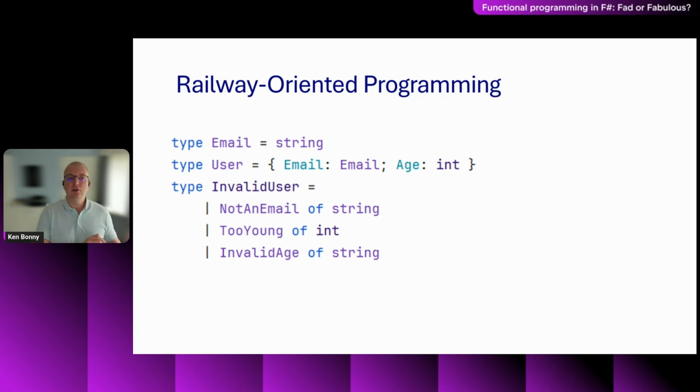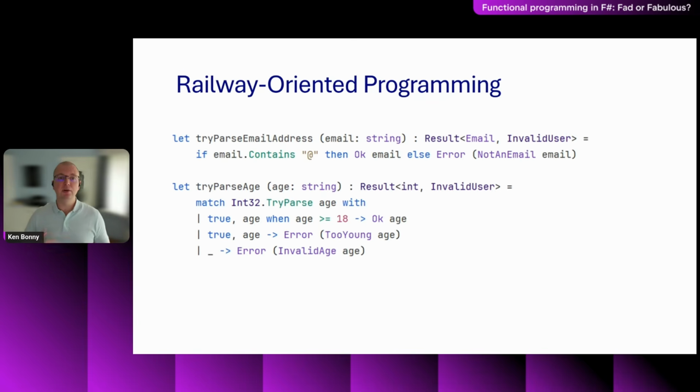Let's take a little detour from our flights and say that I want to register a user in our system. A user has an email and an age, but it can also fail because we didn't specify a correct email, the user is too young, or the age couldn't be parsed. And when we look at the parsing functions, we'll get an email as a string. We'll check if it contains an @, which is a great way to make sure that this really is an email. When it contains an @, we're saying this is a fine email, else we're saying there is an error of the type not an email.